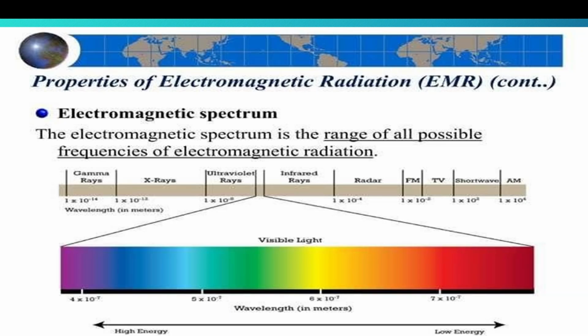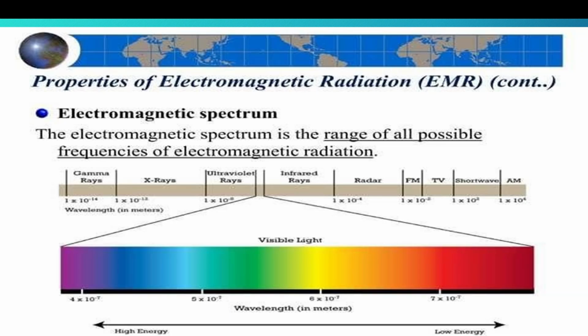Then we have the lower energy waves, that have longer wavelengths and lower frequencies. This includes infrared rays, which are used in thermal imaging and remote sensing, radar, TV, short waves, and radio waves, which are used in telecommunication and broadcasting. These are called lower energy waves. The energy and wavelength relationship can be explained as: shorter wavelengths have higher energy, for example gamma rays, X-rays, UV rays. Longer wavelengths have lower energy, that is radio waves, AM, FM.